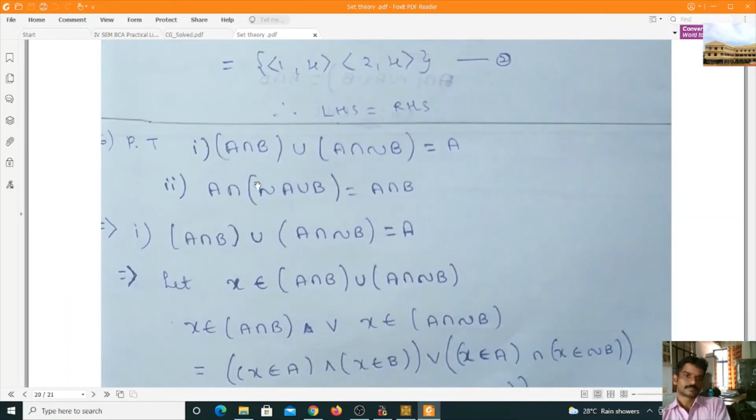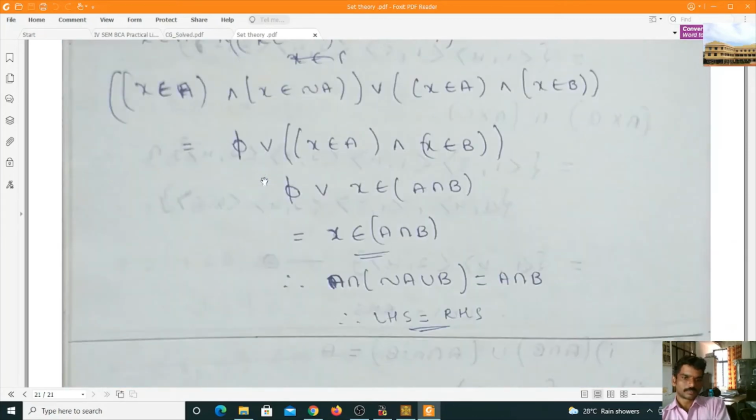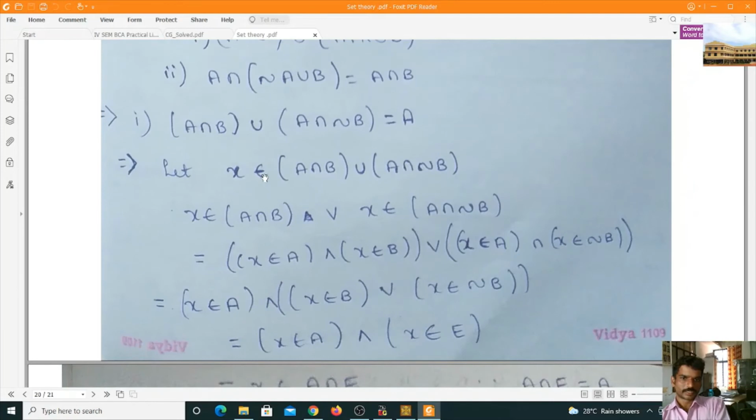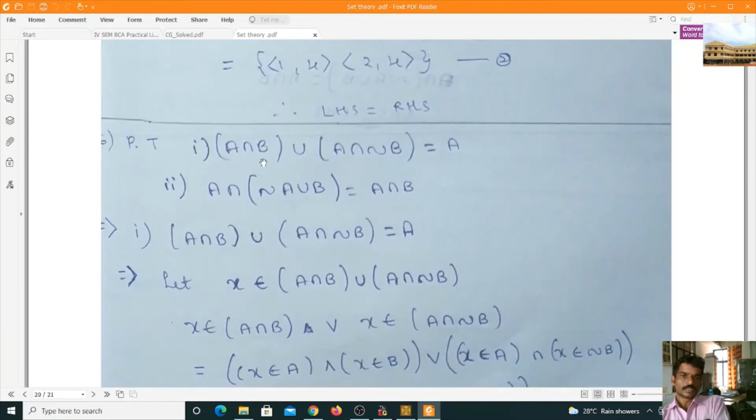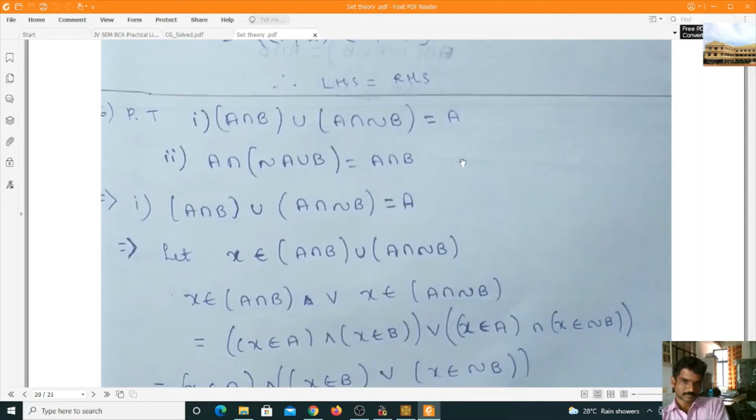Okay, now the next problem is a general problem. It is not related to ordered pair. A union B, prove that A intersection B union A intersection not B equal to A. Okay, consider the first one. Same type: we'll consider the element that belongs to LHS, and we prove that the same element belongs to RHS. Okay, X belongs to A intersection B union A intersection not B.